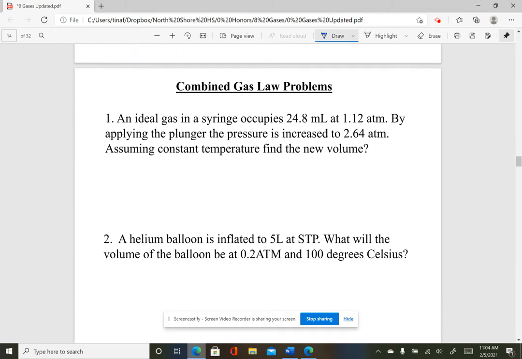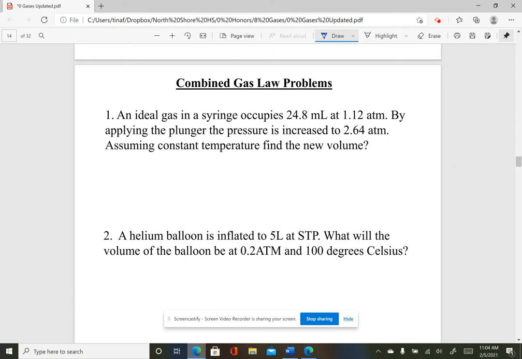Okay, so number one, an ideal gas in a syringe occupies 24.8 milliliters. So that's V1. That's the first volume. 1.12 ATMs. That's the first pressure. By applying the plunger, the pressure is increased to 2.64 ATMs. So they gave me my second pressure. Assuming constant temperature, find the new volume.